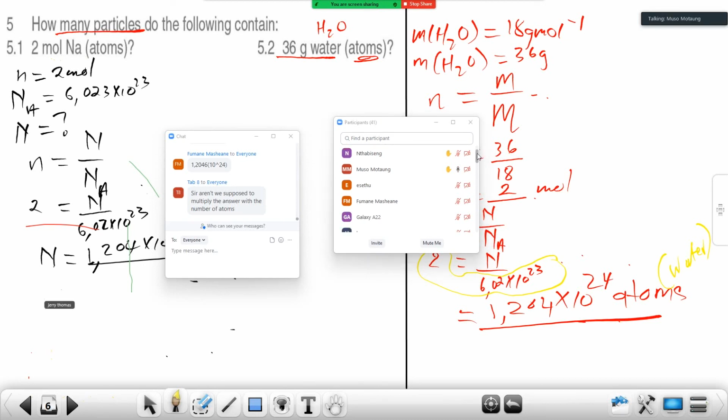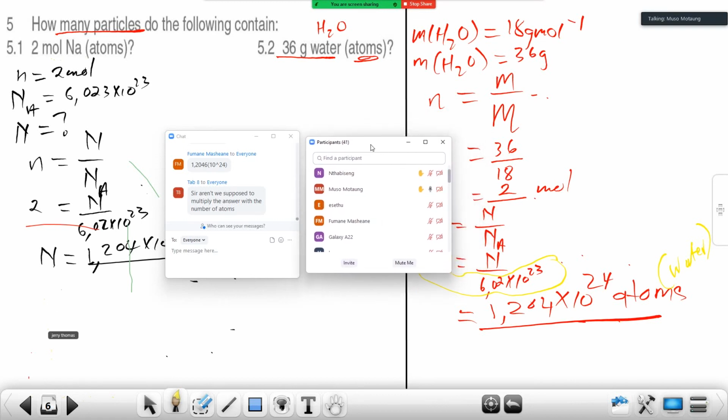So I think what tab 8 is trying to say is that in a single molecule, there are 3 atoms, right? So when we got that first answer, we basically got the number of molecules together, but they specifically want the number of atoms. So we must multiply the number of molecules by the number of atoms that there are in a single molecule, sir. Okay. I fully agree. Thank you, Muso.